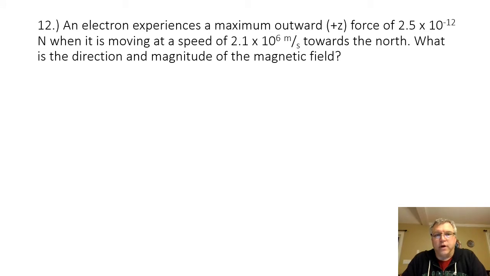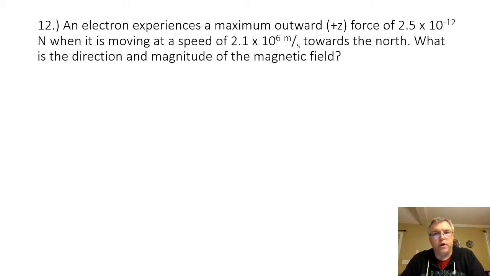Problem number 12. An electron experiences a maximum outward or positive Z force of 2.5 times 10 to the minus 12th newtons when it is moving at a speed of 2.1 times 10 to the 6th meters per second toward the north. What is the direction and magnitude of the magnetic field? Let's look at the magnitude of the magnetic field first, and then we'll take a look at the direction.